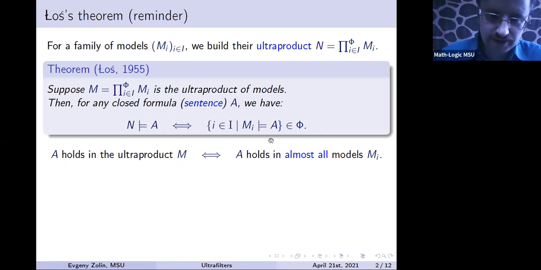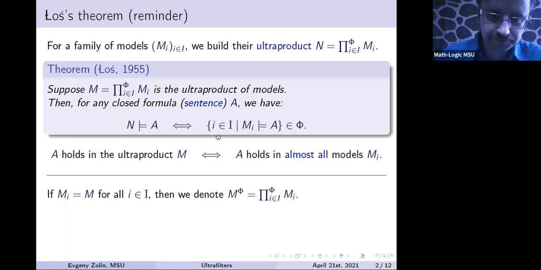So this is the main thing. In words, we can say that A holds in the ultraproduct if and only if A holds in almost all models Mi. If all models Mi are just the same model M, then this ultraproduct will be denoted by M phi, and this will be called the ultrapower.